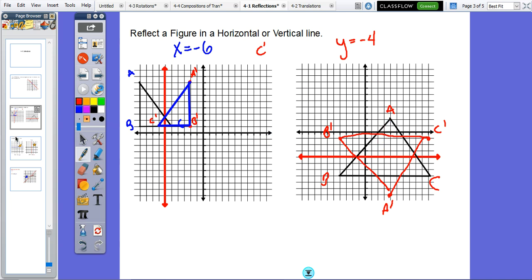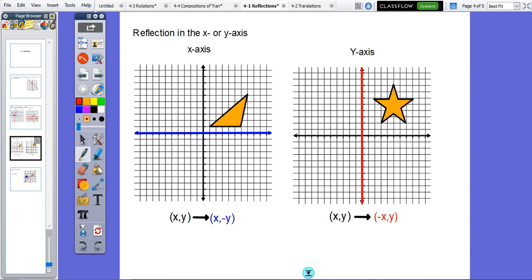Now, we do have equations when they're reflecting over the x-axis and y-axis. As you see right here, when we look at our x-axis reflections, it is going up and down. X-axis will move things up and down. So the x value is not changed, not affected, but the y value is.